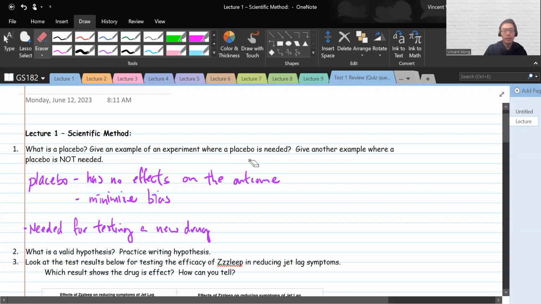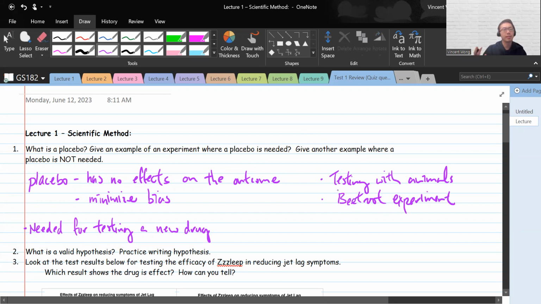When do you not need a placebo? You don't need a placebo for a lot of things. For example, animal testing, with animals, for example. You don't need a placebo for like the beetroot experiment that you'll be doing. Okay, because there's no bias in those situations, right? That needs to be eliminated.